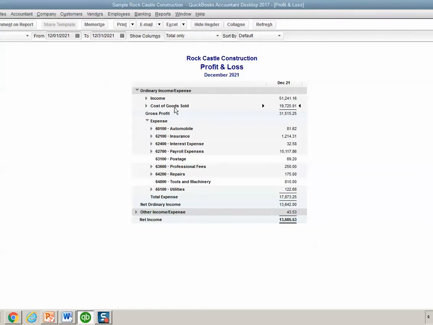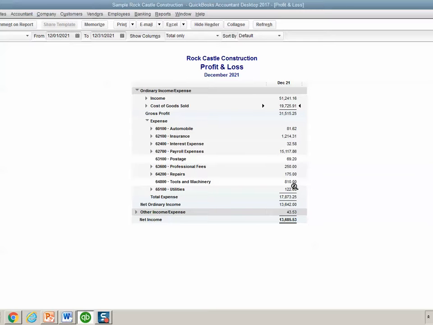If you have cost of goods sold, then your next line is gross profit. In this case, $31,515.25. This number simply represents the money you made from sales, your income, minus your cost of goods sold. This is the profit your business makes before paying its administrative overhead cost. It can help you know if you're pricing your products or services appropriately.